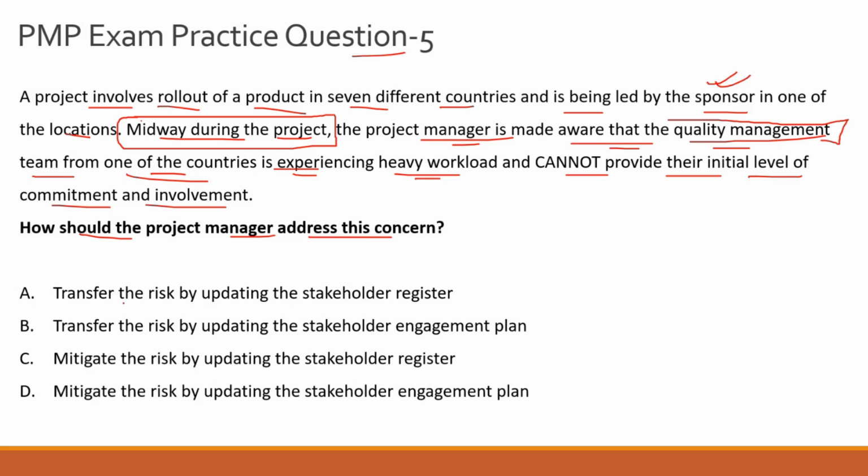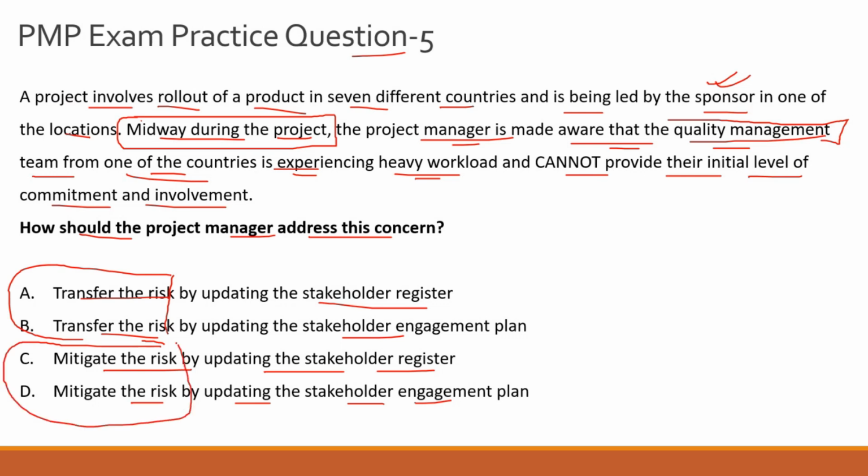There are four options. Option A: transfer the risk by updating the stakeholder register. Transfer the risk by updating the stakeholder engagement plan. Mitigate the risk by updating the stakeholder register. Mitigate the risk by updating the stakeholder engagement plan. So if I classify these four options, the first two options are talking about transferring the risk, and the next two options are talking about mitigating the risk.